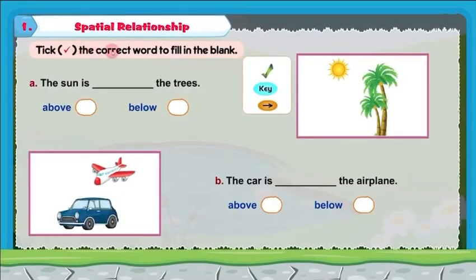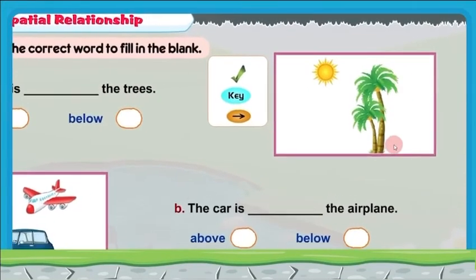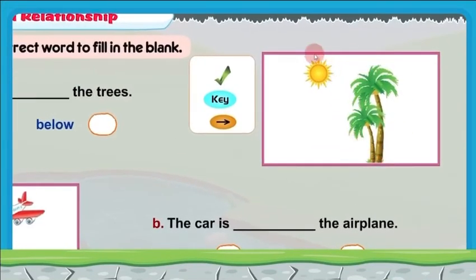Tick the correct word to fill in the blank. Here we have some statements which are incomplete and we have to write the correct word here. The first one, let's read. The sun is dash the trees. Yes, if we look at this picture, we have trees here and this is the sun.